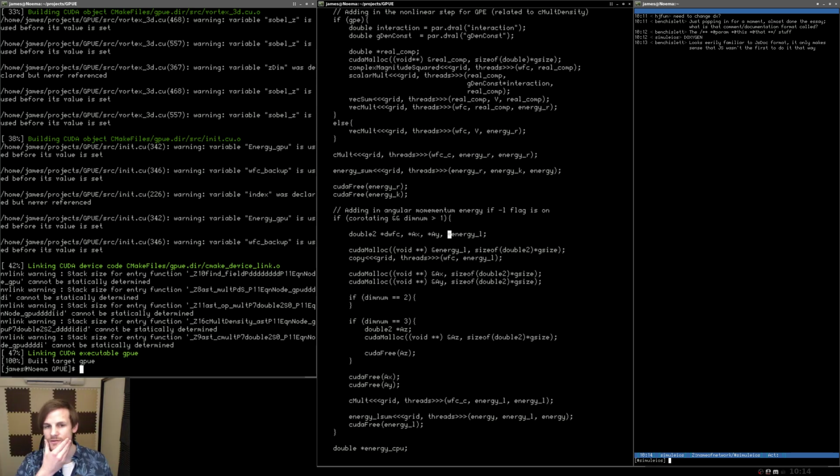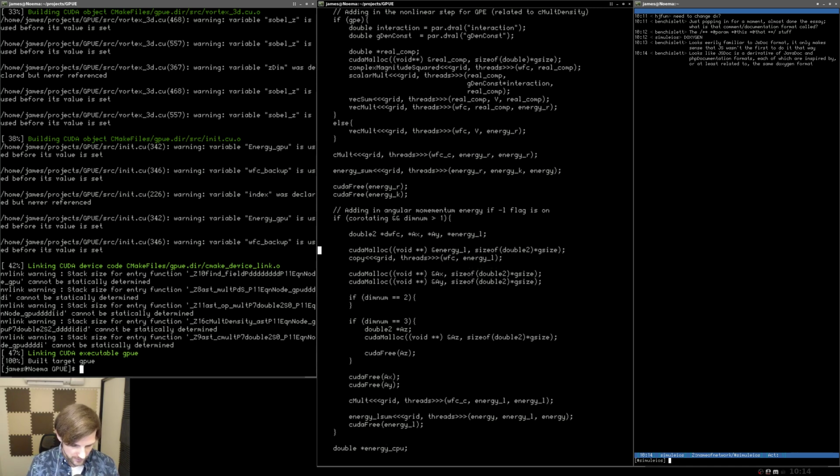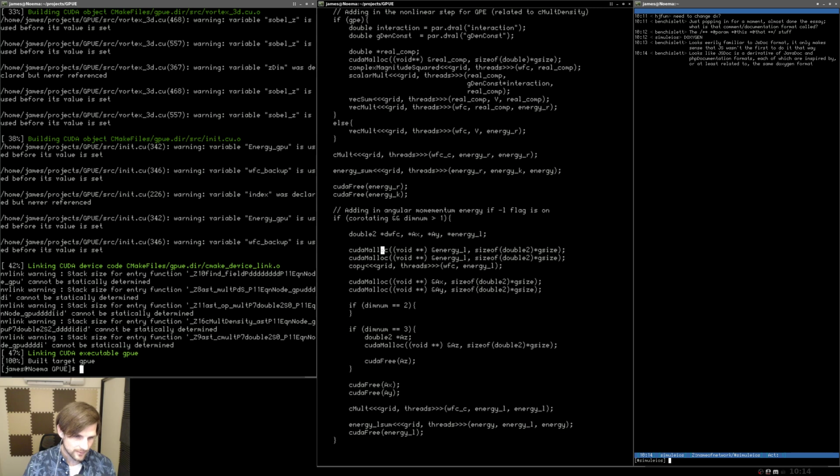You know, I was thinking about this the other day. Calling it the angular momentum energy doesn't really make very much sense because we have auxiliary gauge fields that we could very easily read into, but regardless, this is the nomenclature we're using for now. So we did a CUDA malloc here. We're going to do another CUDA malloc, yank and paste up here, and this is going to be for the wave function, so DWFC, and size of double 2 times G size.